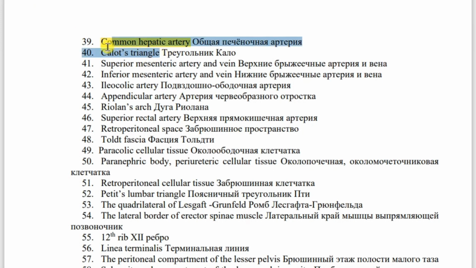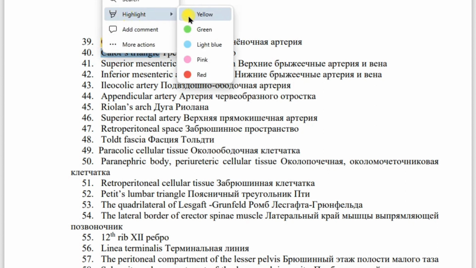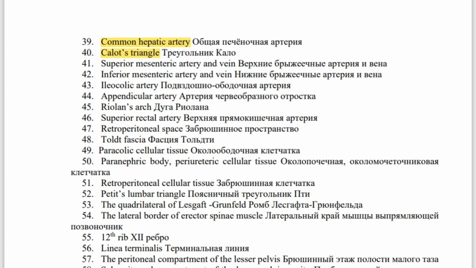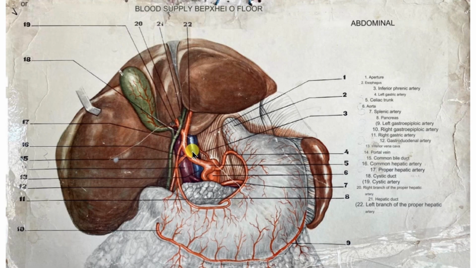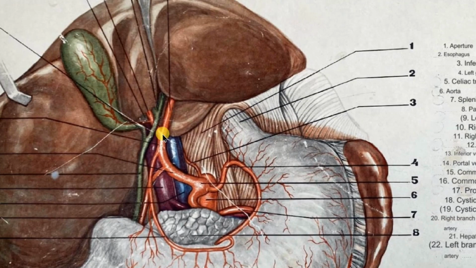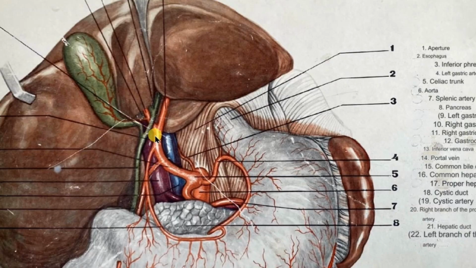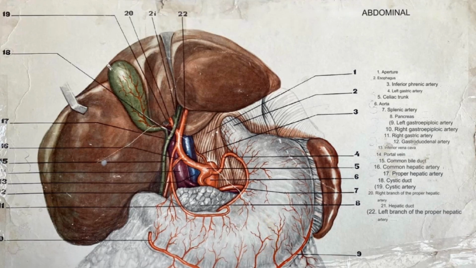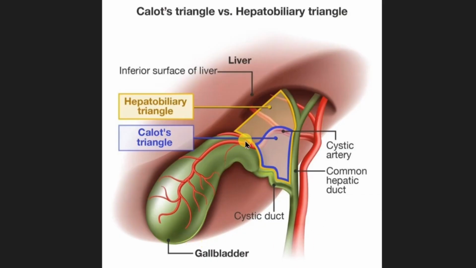Next we have Calot's triangle. So what is it actually? It's here. You can see here. I'm going to show you a picture first that is more clear to us. Here you can see this is Calot's triangle.